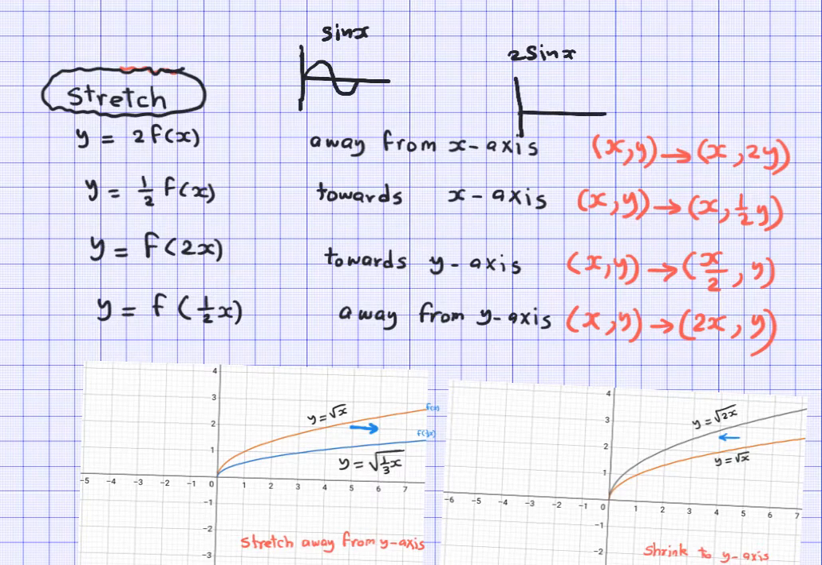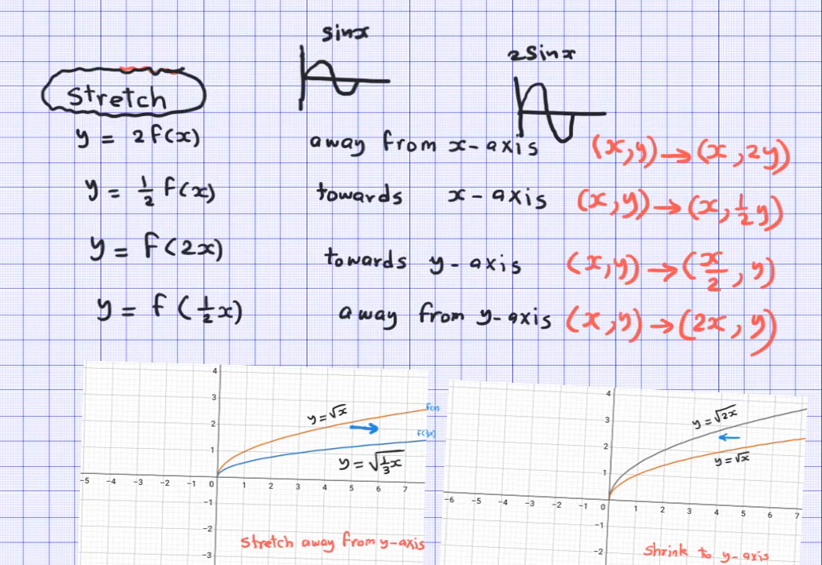Now the maximum will be 2 and the minimum will be negative 2. So look for the point. The point moves away from the x-axis. The point has the same value for x, but the y will be greater. So it moves away from the x-axis. This is called vertical change, vertical stretch.